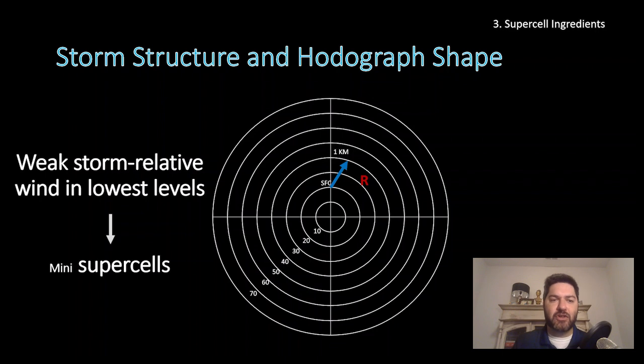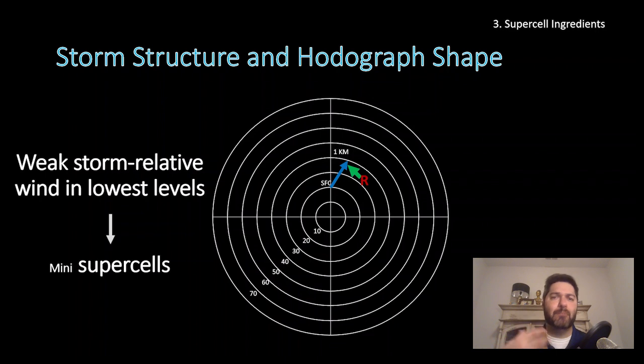So if you have weak storm relative winds in the lowest levels, this actually leads to smaller storms or mini supercells. You can see that here in this particular example hodograph, actually really just looking at the shear vector in the lowest kilometer. You can see that the right moving storm motion is to the northeast, and then the distance between the right mover and the hodograph is actually relatively small. So that's a relatively small storm relative wind at 1 kilometer and also at the surface. And so what you can infer from that is that you're not going to get as much mass moving into the supercell thunderstorm. And so therefore the storm is going to be on the smaller side.